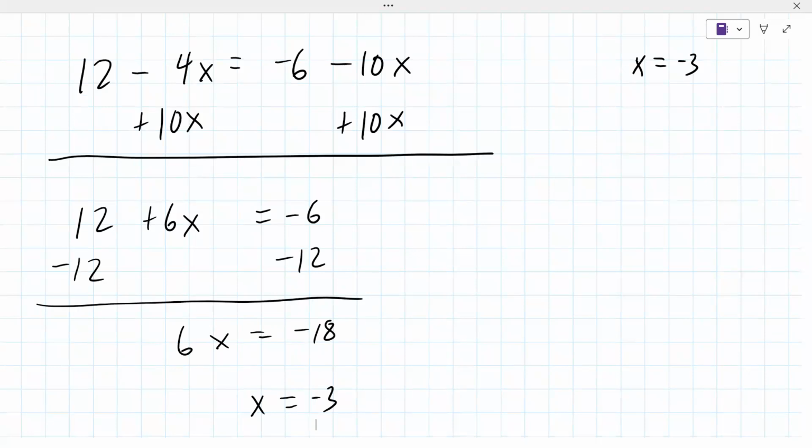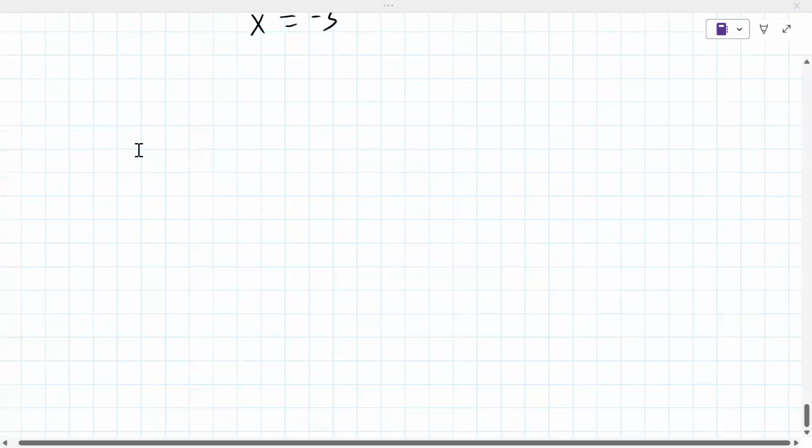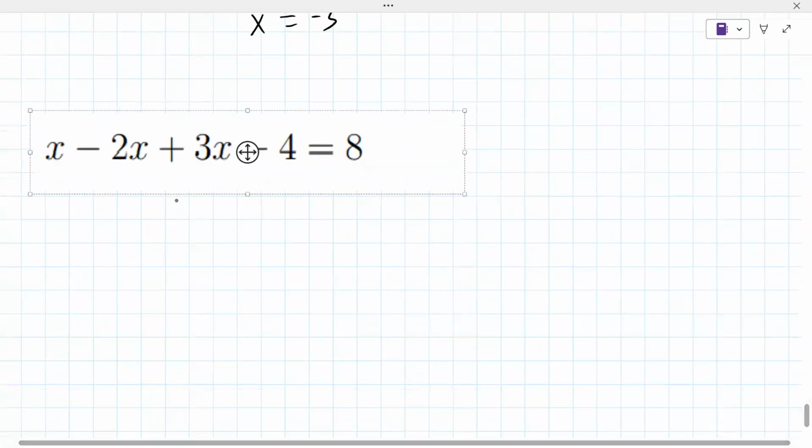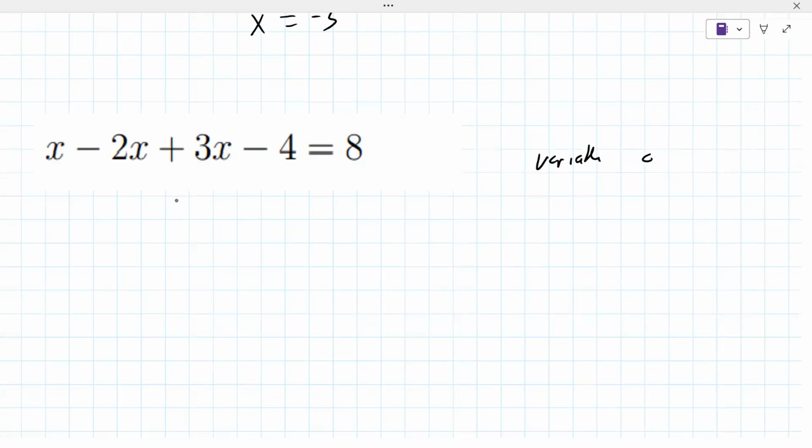Okay, now let's look at some equations where there's multiple variables on one side, which means that you have to combine the variables first. So variables on the same side, you have to combine like terms first.